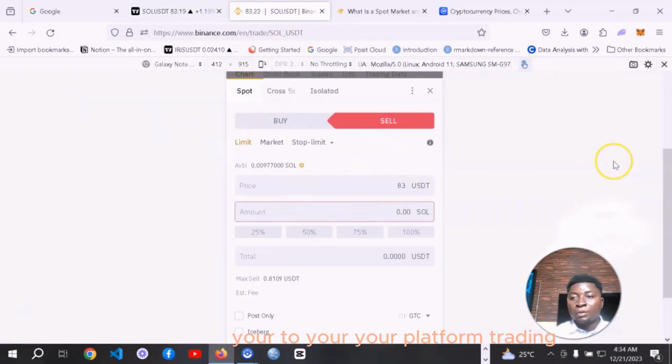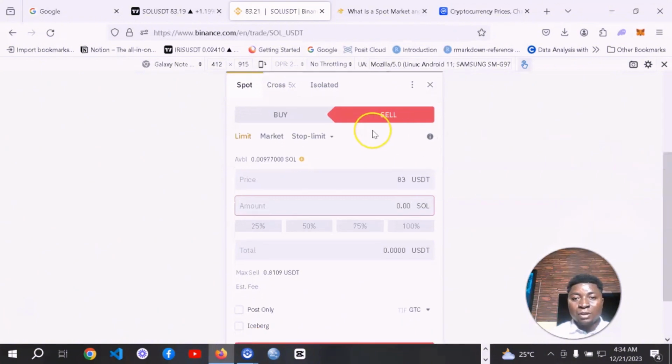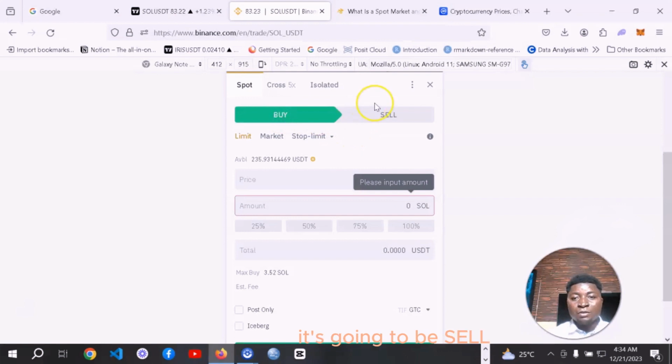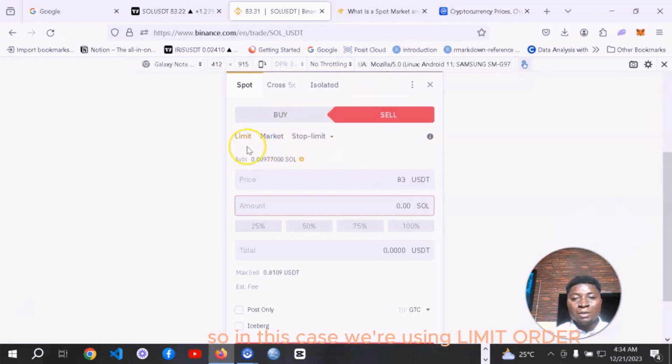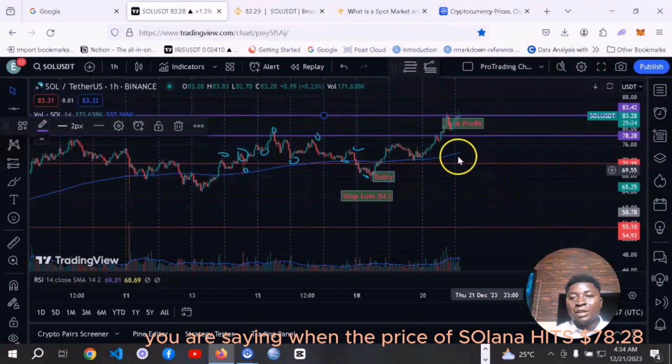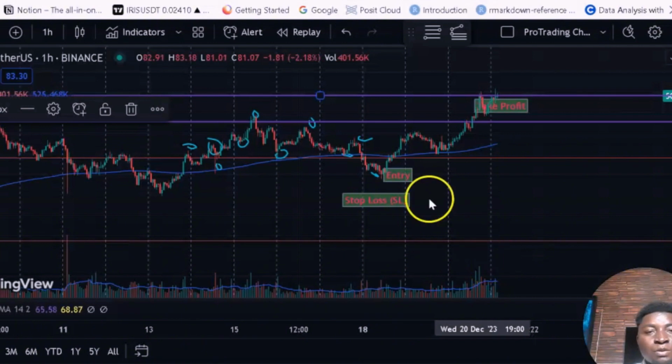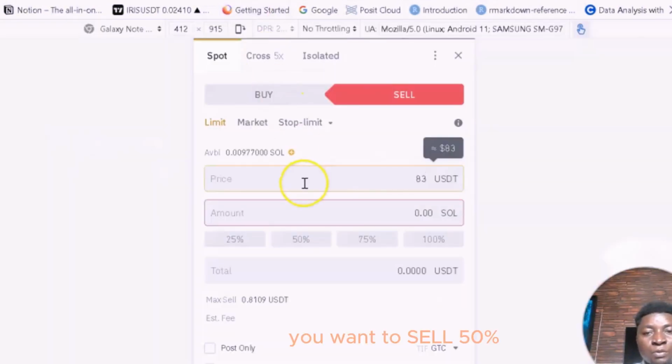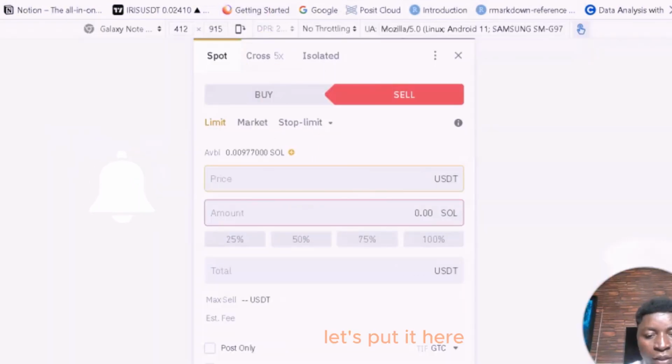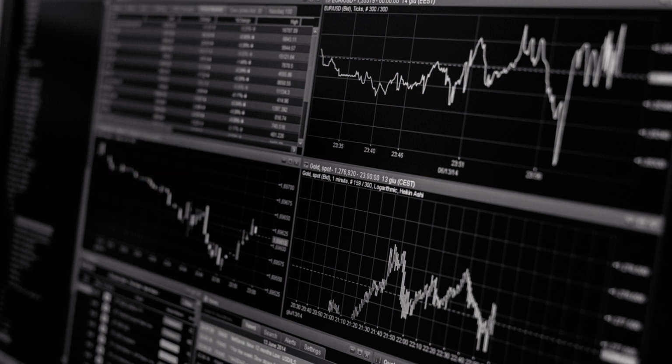You come to your trading platform, go to the spot market, and it is not buy, it is going to be sell. In this case, we are using a limit order. So you are saying that when the price of Solana hits $78.28, you want to sell 50%. Let's put it here, $78.28. I want to sell 50% of my trade.